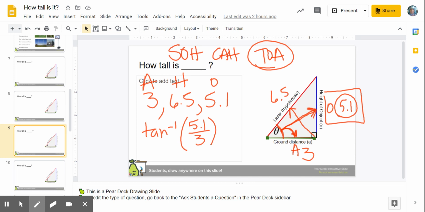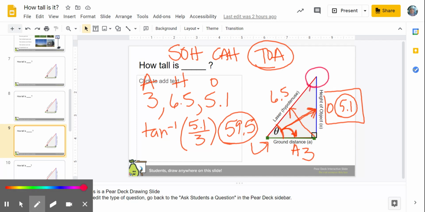I got 59.5. So this guy is 59.5. So if I go into Desmos, tangent inverse, and my numbers were 5.1 and 3. 5.1 divided by 3, 59.5. So if I know the medium angle is 59.5, what's the small angle?